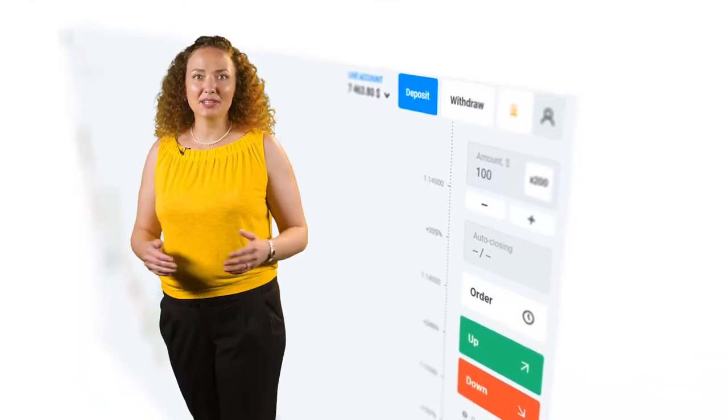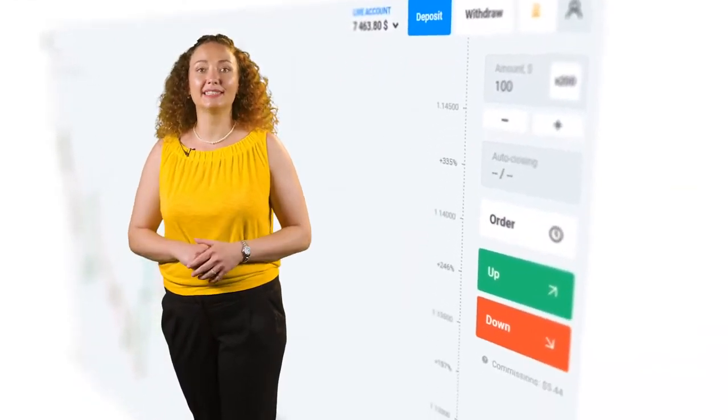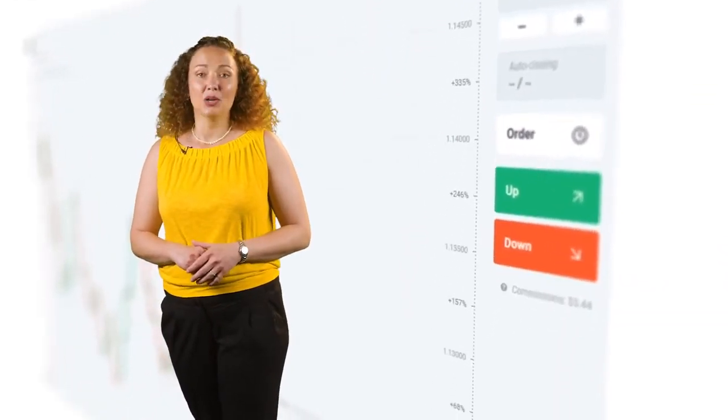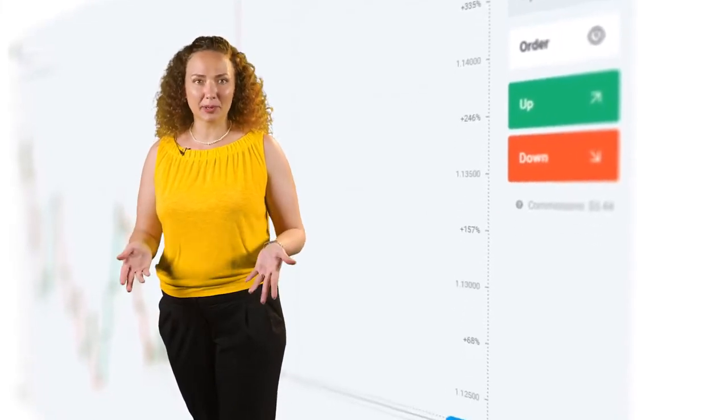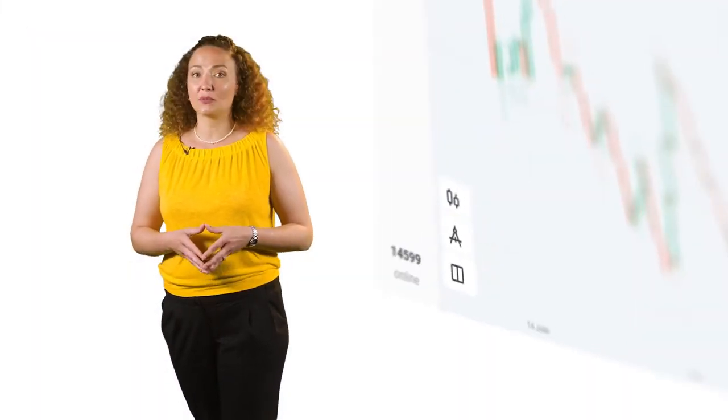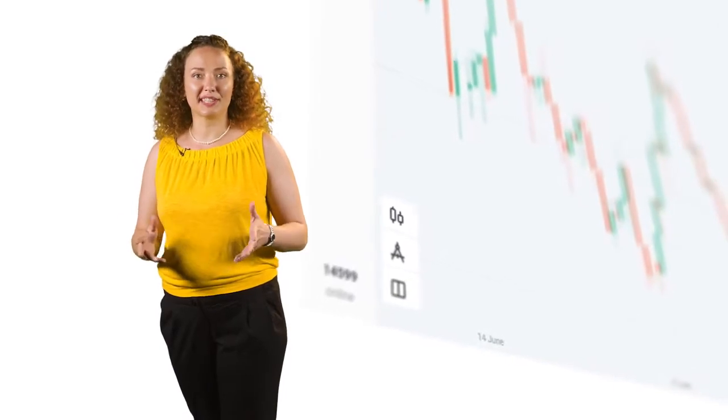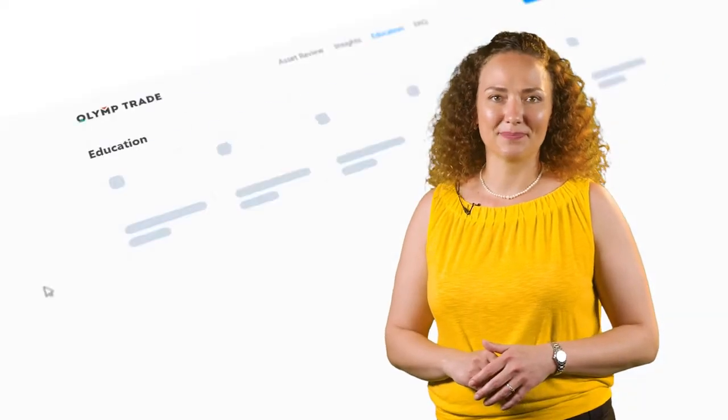In addition to that, Olymp Trade has a full section that is dedicated to education. We teach you how to properly forecast price movement, what different styles of trading there are, and what strategies can be used. We teach you about technical analysis indicators, how to use them, and much, much more. On the left-hand side menu, click on More and go to Education.